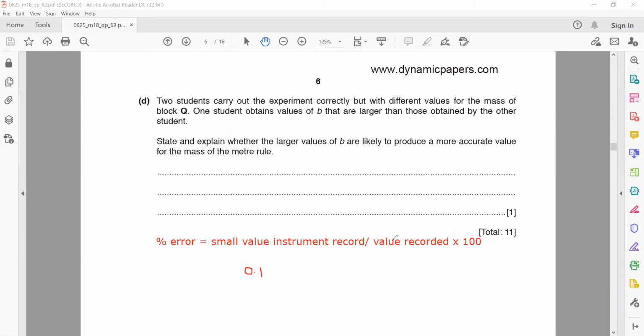Divide by the value recorded. So for example, two students perform the experiment. One of the students uses a value of AB, for example 20. Another student uses a value of AB of 30. Which one has a smaller percentage error? So how to find the percentage error? Smallest value which the instrument can record divided by value recorded, which is 20, multiplied by 100. And for the other student who used the same apparatus but recorded the larger value, 0.1 divided by 30 multiplied by 100.